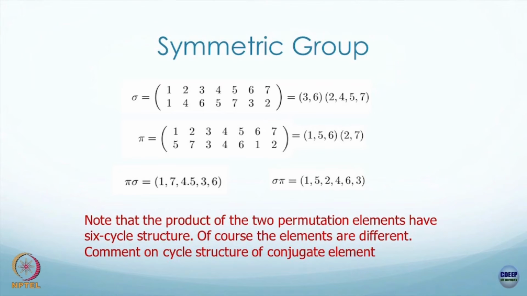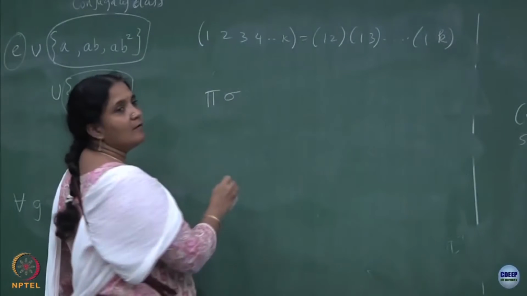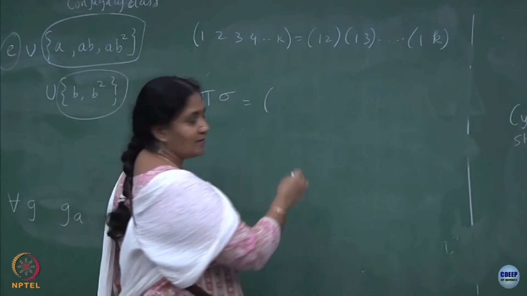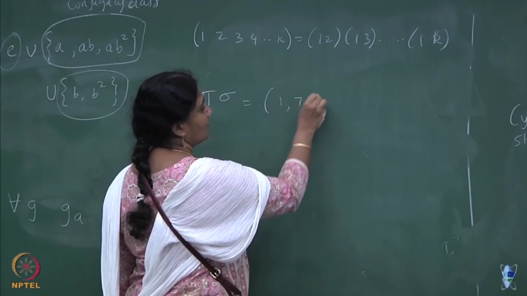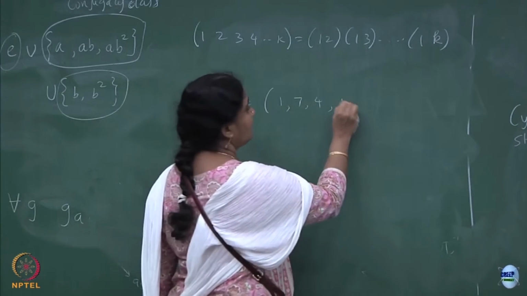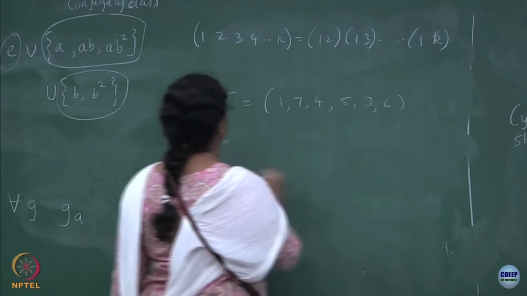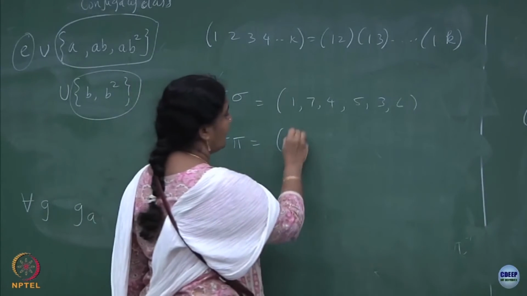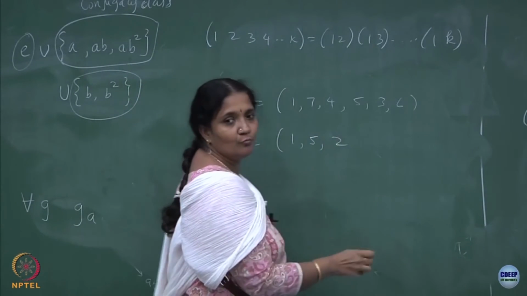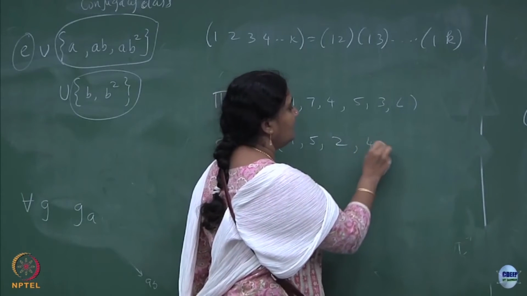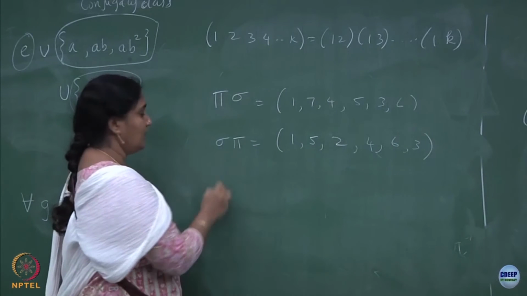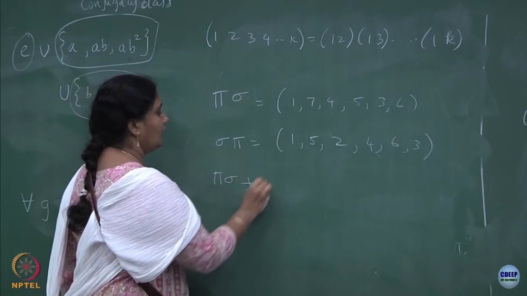So, what we find is pi sigma has a 6 cycle structure. So, let me write, 1 7 4 5 3 6, sigma pi is 1 5 2 4 6 3. These two are not same. Okay, pi sigma is not equal to sigma pi.